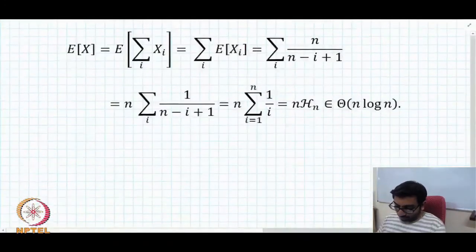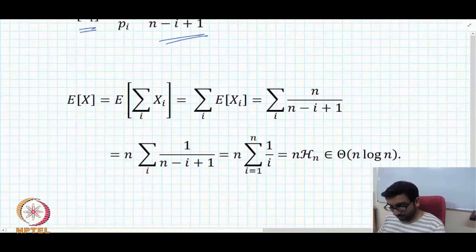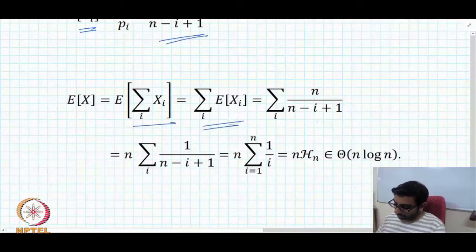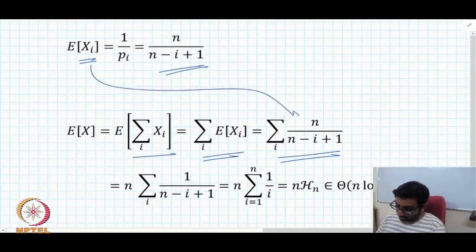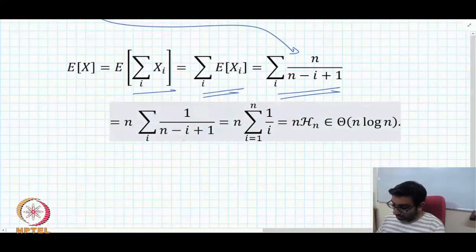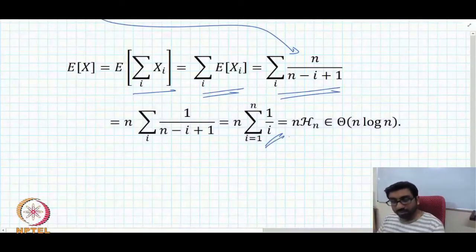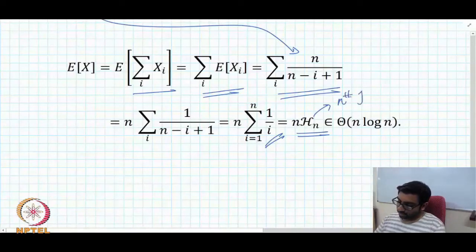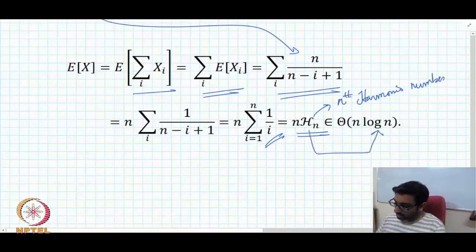And so now we can apply the linearity of expectation. E of x is equal to E of the summation over all i of xi. Then you apply linearity of expectation and the formula for E of xi that we've seen here, and you get that n can be taken out of the summation. You get a summation over i of 1 by n minus i plus 1. Just rearranging the summation terms, you get summation over i of 1 over i, and this is nothing but the nth harmonic number. So you get n times Hn. We know that Hn is roughly log n, so this quantity is theta of n times log n.